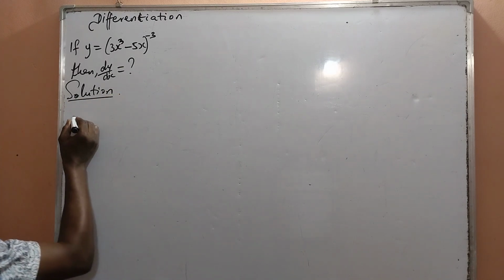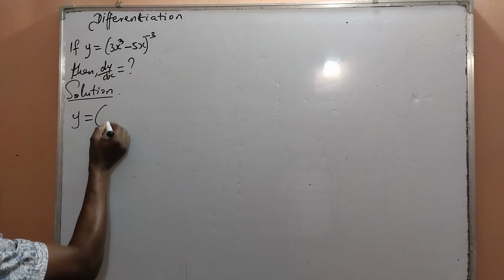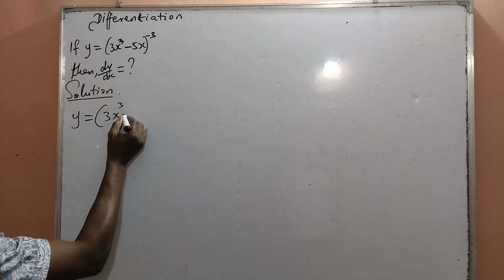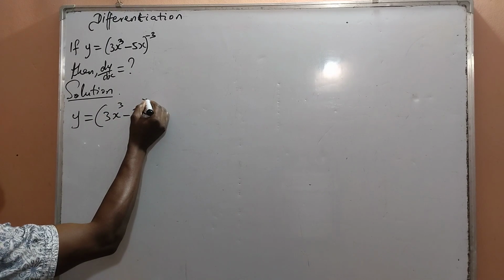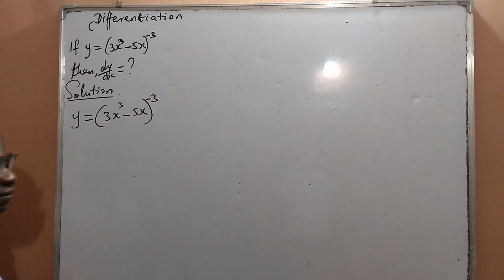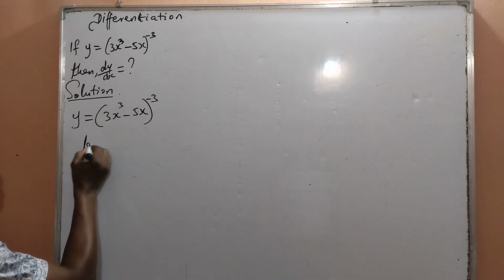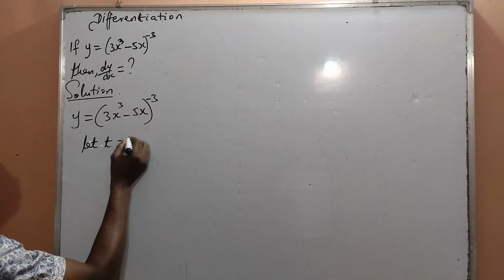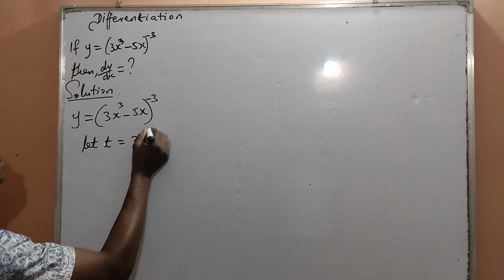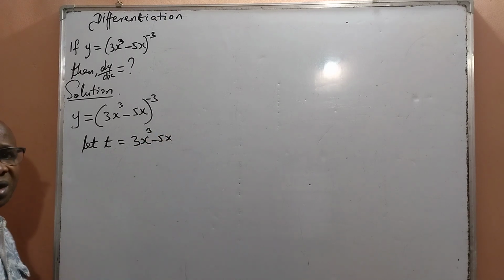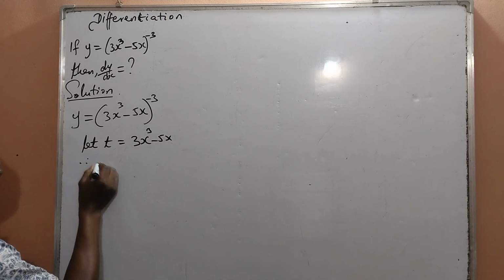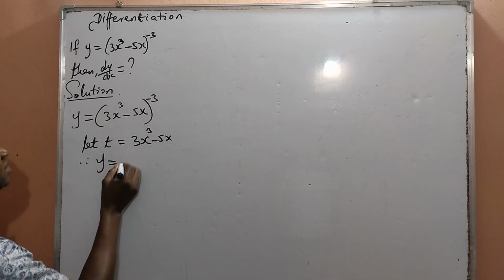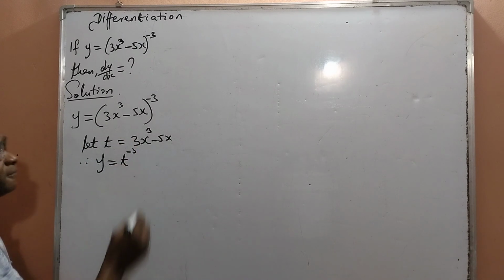I am given that y is equal to (3x^3 - 5x) to the power of negative 3. I want to find dy/dx. Let's begin this way. Let t be equal to 3x^3 - 5x. This implies that y can be written as t raised to power minus 3.